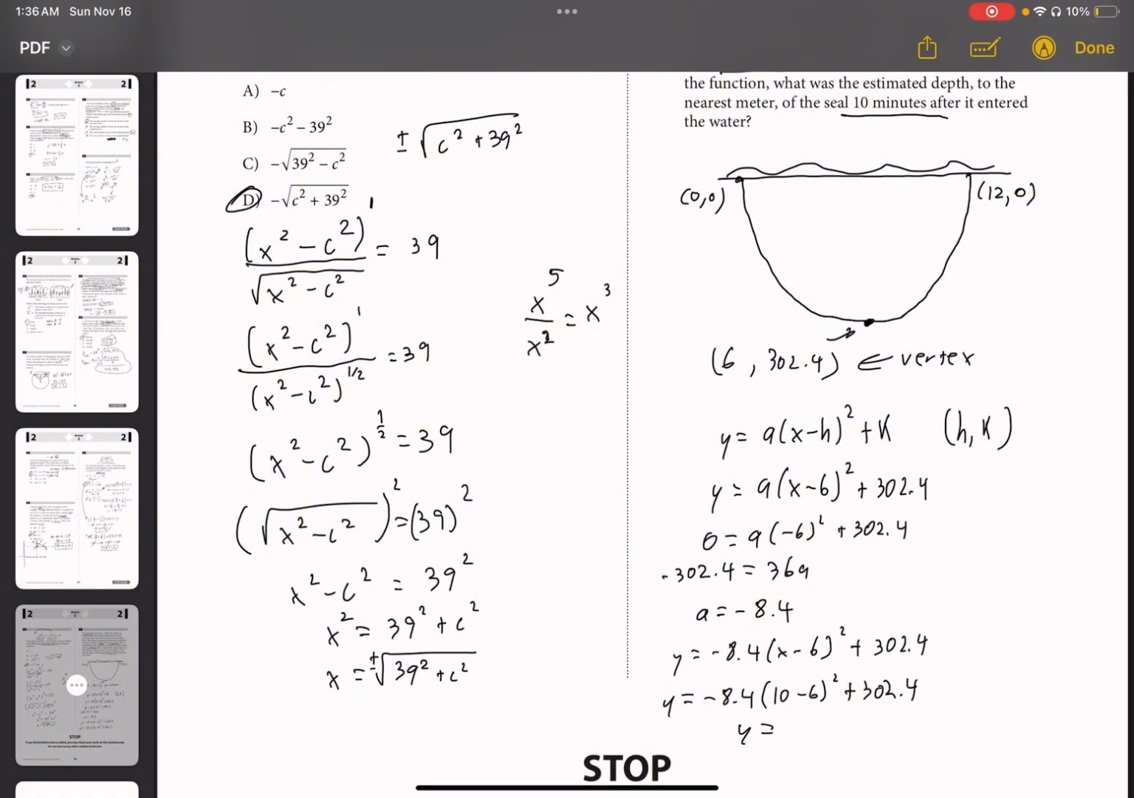So 10 minus 6 is 4, and y is going to be equal to 4 squared times 8.4. It's negative, so we have negative 134.4 plus 302.4. And this is going to give us an answer of 168, which will be your answer for this question.